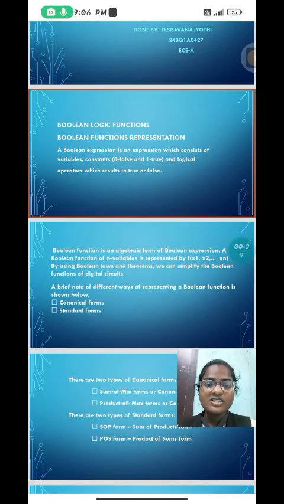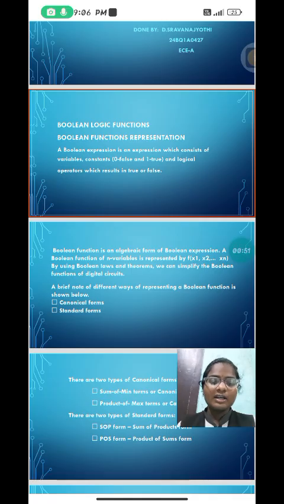A Boolean expression is an expression which consists of variables, constants and logic operators which results in true or false. In this, true represents 1 and false represents 0. I will repeat this: we will assume that 0 represents false and 1 represents true.